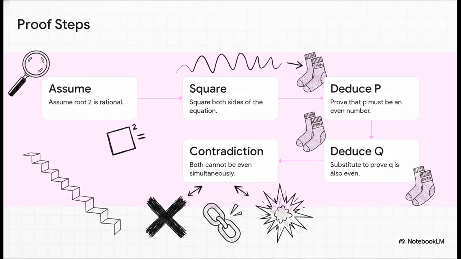squared. Because it's a multiple of 2, step 3 proves that p must be an even number. Now, if p is even, we can substitute that back into the equation, which leads us straight to step 4, proving that q is also an even number. And boom, there is our step 5, the contradiction. If both p and q are even, they share a common factor of 2. That totally destroys our very first assumption. The alibi falls apart, and we've successfully proven that the square root of 2 is in fact irrational.